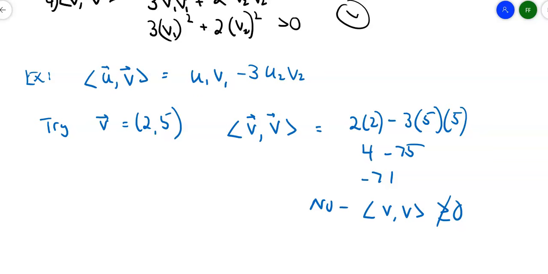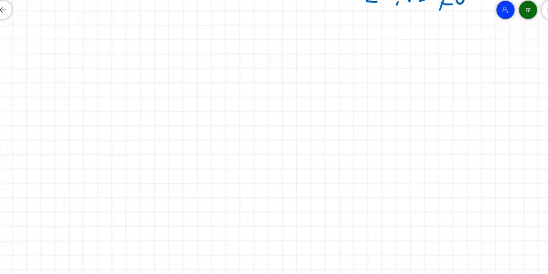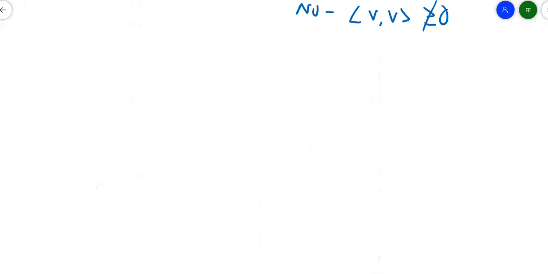All right, let's take a look at functions. Can functions be inner product spaces? Sure, why not?